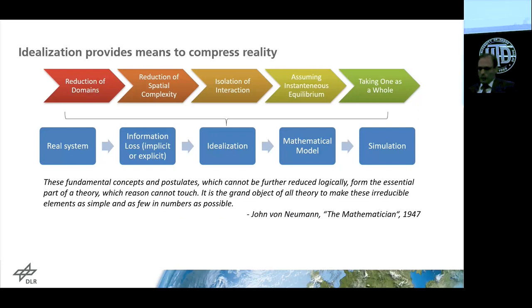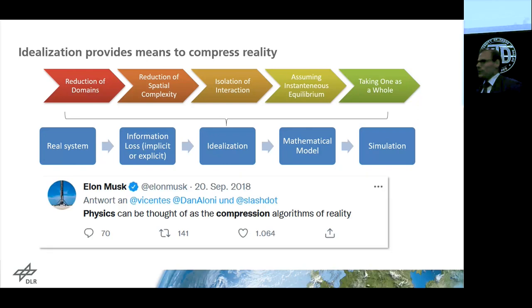This idea that you want to compress is something old. Yeah, even here, that's always the goal. "It is the grand object of all theory to make these irreducible elements as simple and as few in numbers as possible," von Neumann. Now, here, that's actually a proper citation in today's world. So we can see it like this: physics can be seen as a compression algorithm of reality.